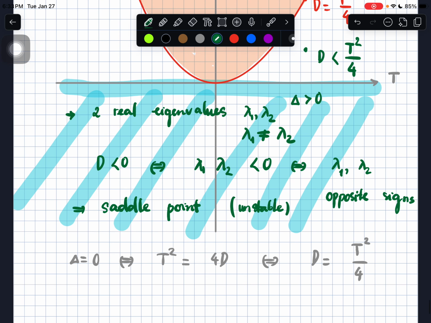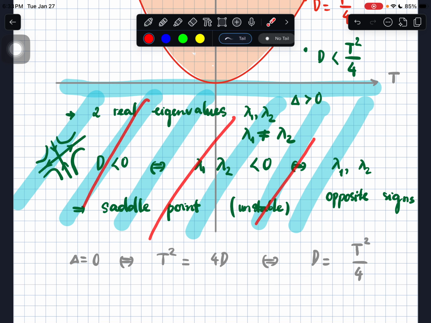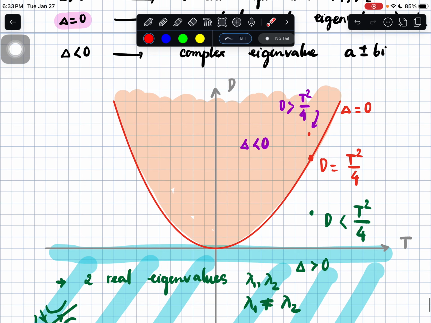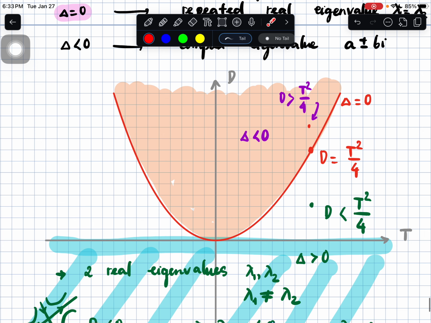So this means that in the lower half plane, we know that it is a saddle point. So the picture we have would look like this. Yeah, everywhere here. Now let's look at this region.